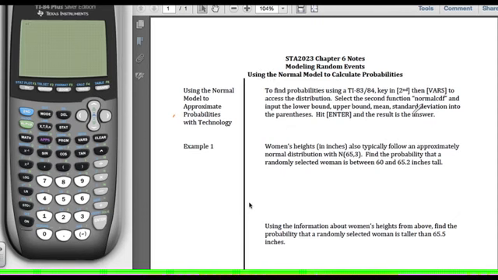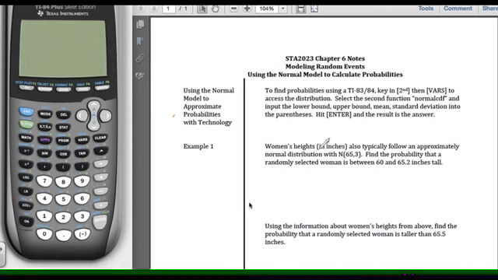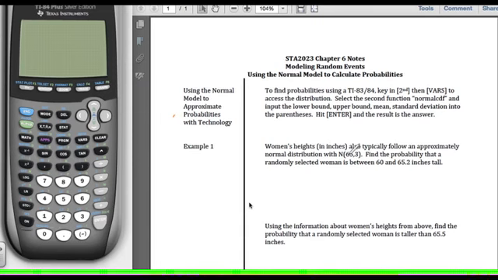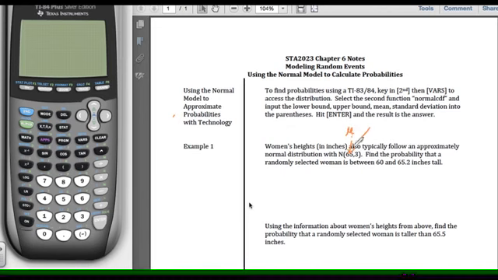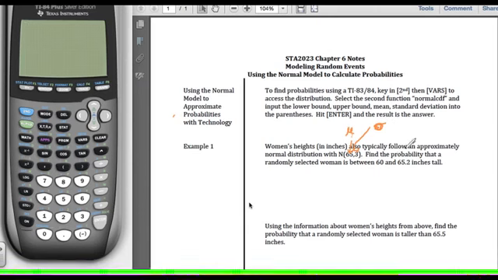Let's look at several examples using this function. It says women's heights in inches also typically follow a normal, or an approximately normal distribution with a mean of 65 and a standard deviation of 3. Recall from last video that this 65 would be my mean, my mu, and this 3 would be my standard deviation, my sigma. We want to find the probability that a randomly selected woman is between 60 and 65.2 inches tall.